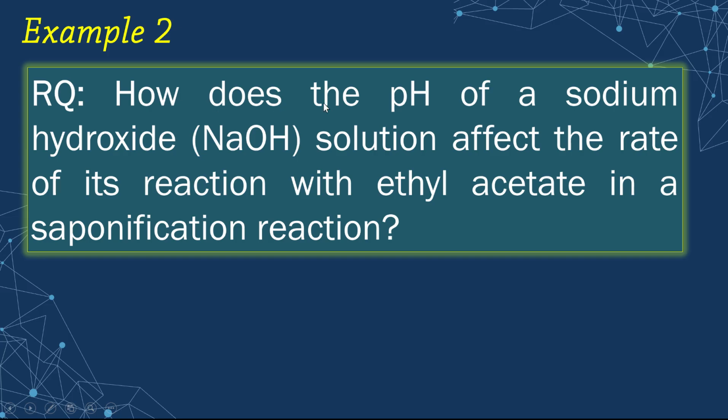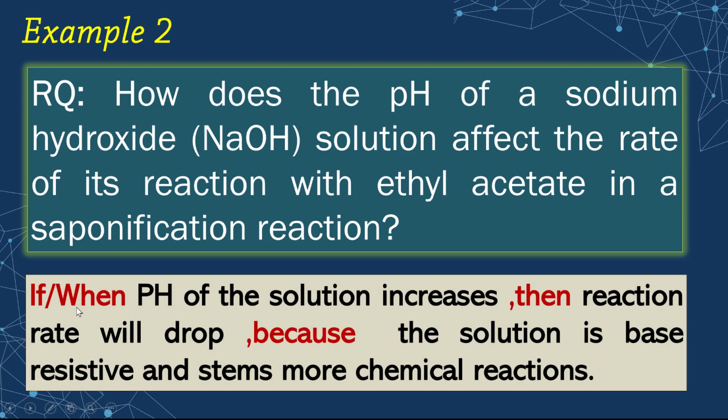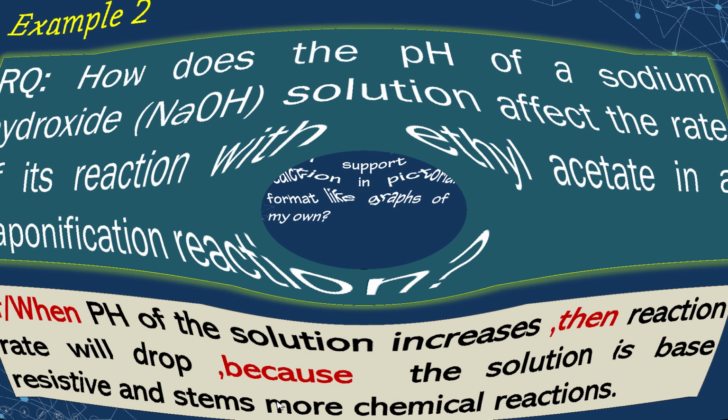Example 2. How does the pH of a sodium hydroxide solution affect the rate of its reaction with ethyl acetate in a saponification reaction? The hypothesis could look like: if or when pH of the solution increases, then reaction rate will drop because the solution is base resistive and stems more chemical reactions. Here you see not only the student explains how the cause can make this effect, also there is a because. And this because has already been supported by the background information.